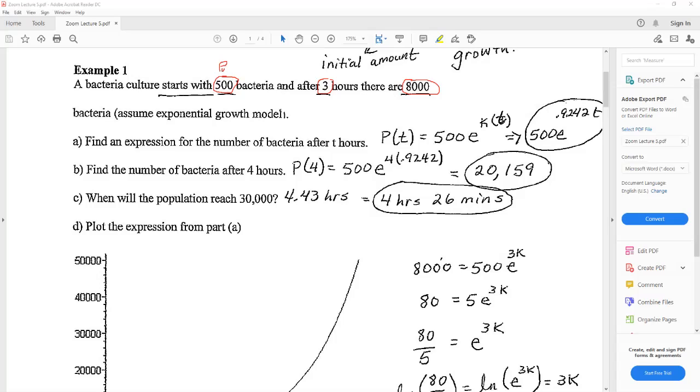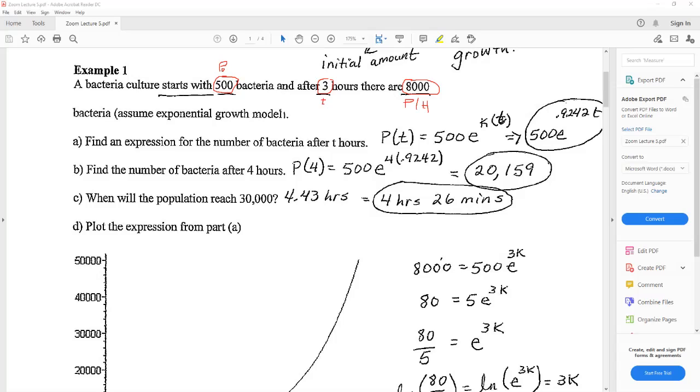And of course, the time t here is 3. So this would be the time. And we know that after 3 hours, our population at time 3 is 8,000. So this would be our P of t.